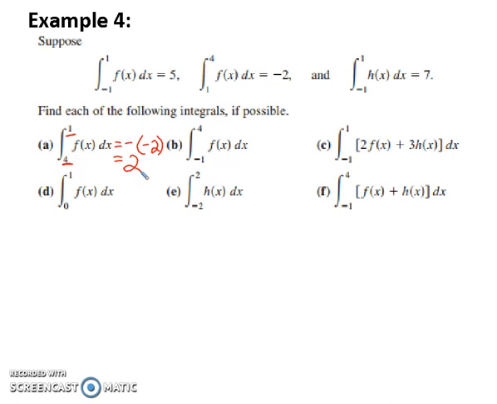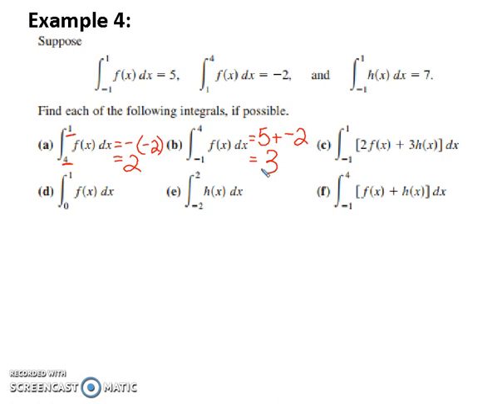And then B wants us to find the integral from -1 to 4 for f of x. Well, I know the integral from -1 to 1 is 5, and then from 1 to 4 is -2. So if I piece those together using the additivity rule, then that would give me a total integral value of 3.